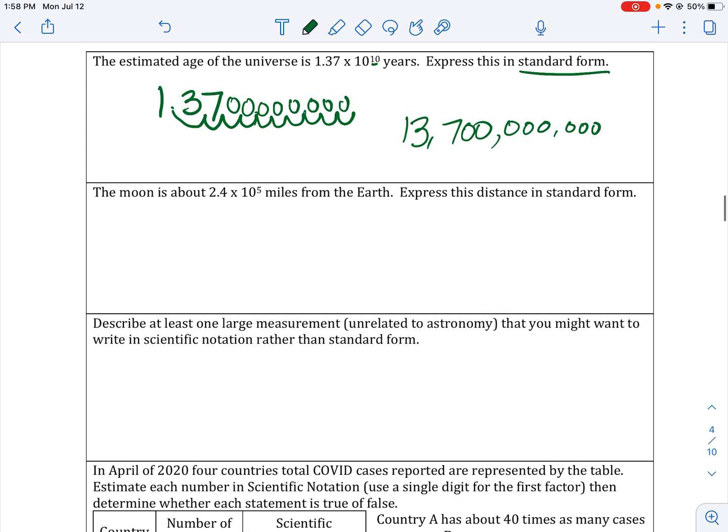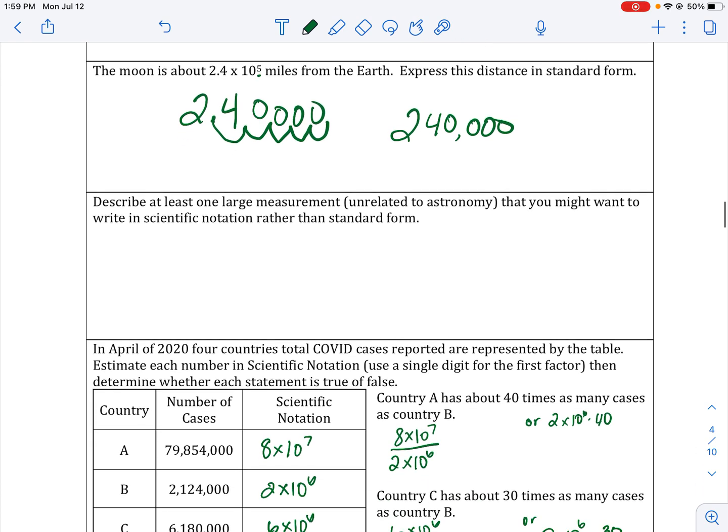So the moon is this many miles from Earth. There's my decimal. I have a positive 5. Since that is a positive 5 from scientific notation, to go into standard form I have to move the decimal to the right 5 units. And all these empty loops get zeros. So the moon is 240,000 miles from Earth.